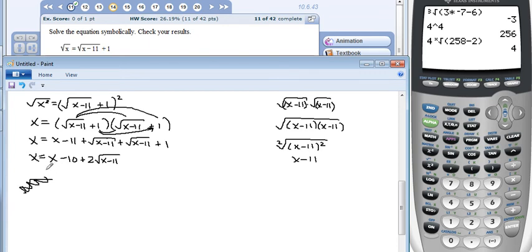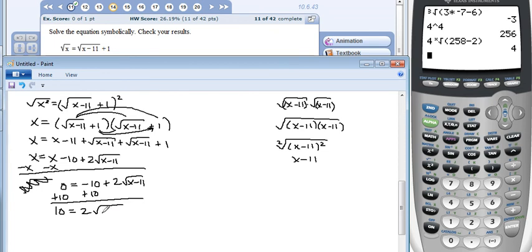Okay, so the first thing I want to do is subtract an x across. Okay, so I have 0 on this side, negative 10 plus 2 roots of x minus 11. I'm going to add my 10 across. 10 is equal to 2 times the square root of x minus 11. Divide by 2. Come up here. I've got 5 is equal to the radical x minus 11. Okay, how do I get rid of this? Square both sides.